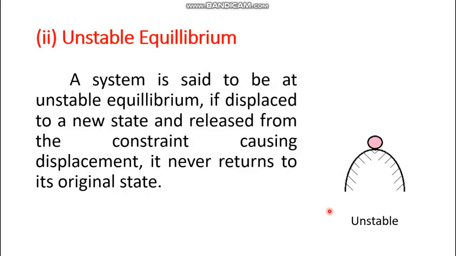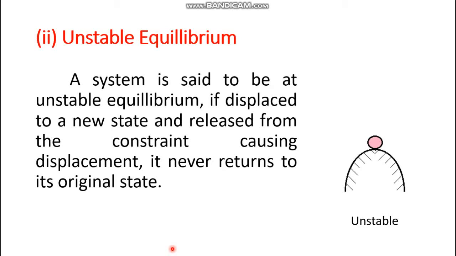Now, unstable equilibrium. Unstable equilibrium can be compared with this picture, where the ball is placed on the top of a peak. A little application of any kind of external force can destroy its original position, and it never returns to that position again. So a system is said to be at unstable equilibrium if, when displaced to a new state and released from the constraint causing displacement, it never returns to its original state. So these two are stable and unstable equilibrium.